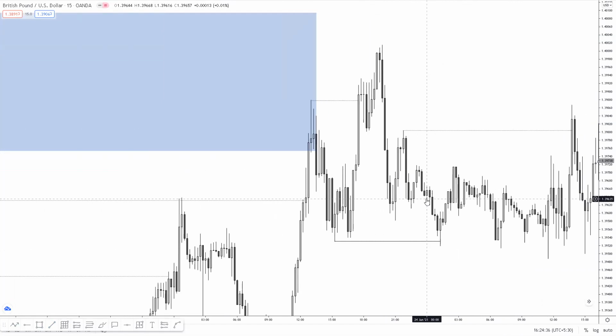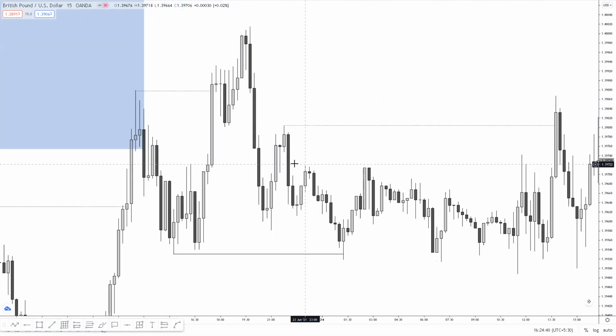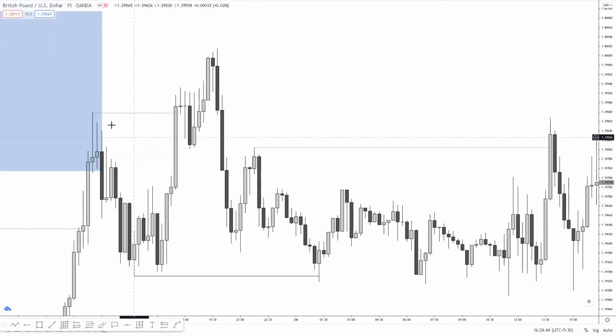I'm sorry, I can't go to the 1 minute. I don't think they let me go this far. So I'll just tell you what happened. Price made higher highs, higher lows, higher highs, higher lows, higher highs, and then broke structure right here. Broke this structure right here.